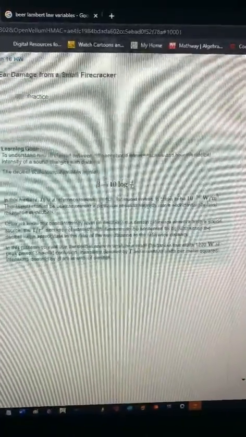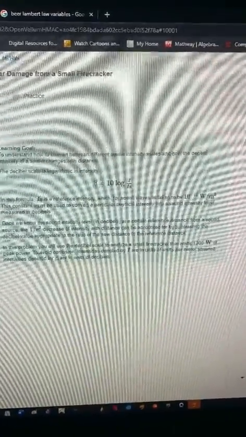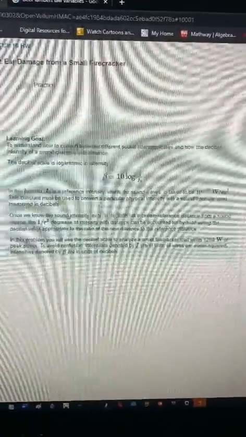states to understand how to convert between different sound intensity scales and how the decibel intensity of a sound changes with distance. The decibel scale is logarithmic in intensity. So the equation given is beta equals 10 log I divided by I0. In this formula, I0 is the reference intensity, which for sounds is taken to be 10 to the power of negative 12 watts per meter squared.